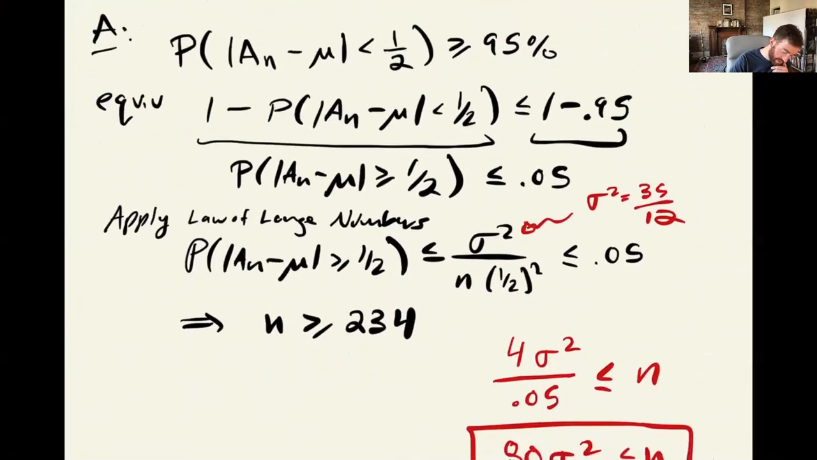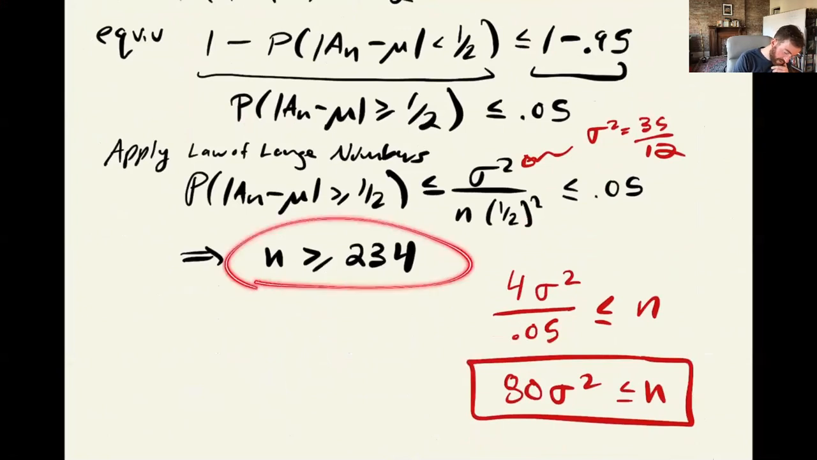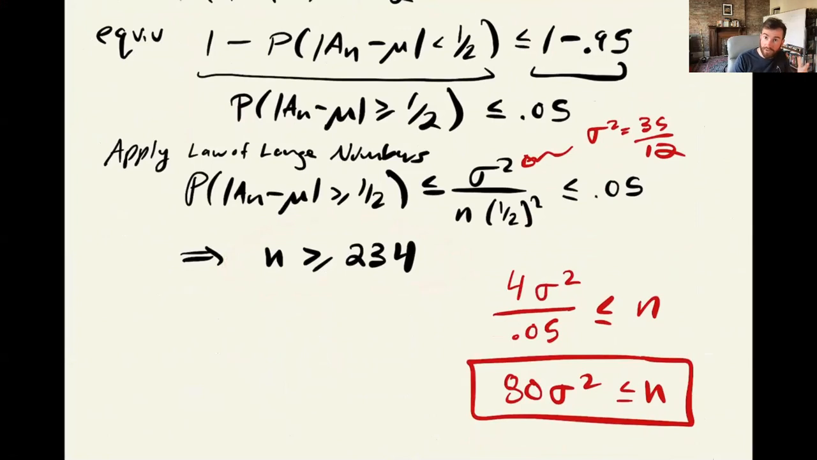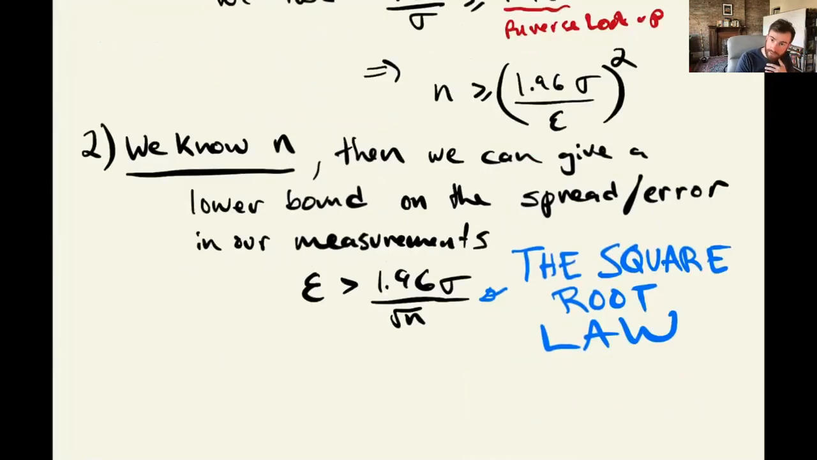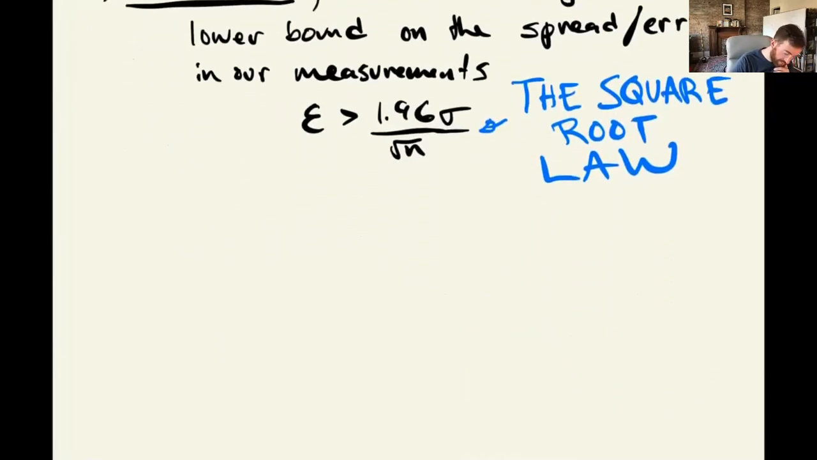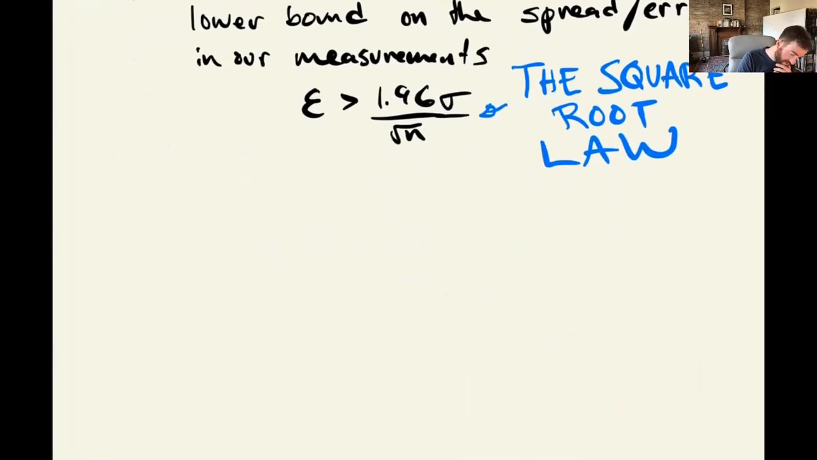When we did this calculation, we got something like n was greater than or equal to 234. So that means we had to roll 234 times in order to make sure our measurement was going to be within 0.5 of the true mean 95% of the time. And that was the bound given to us by Chebyshev. Let's see what the central limit theorem says for us. So if we revisit, let's do this example. Roll a six-sided die.